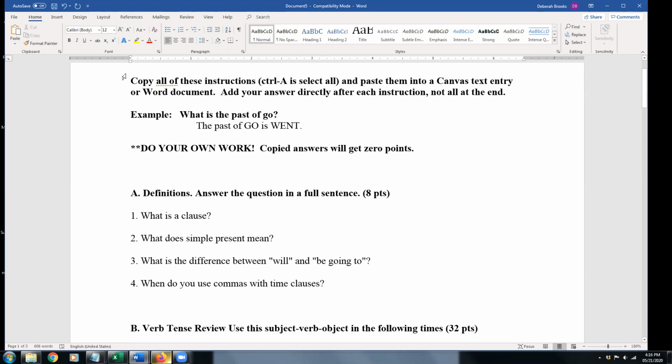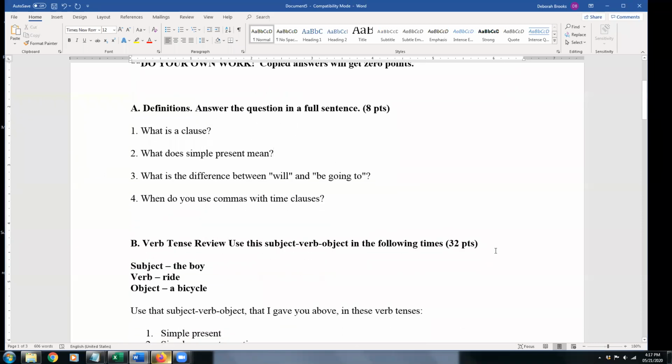So copy all of these instructions in first. That really helps me if I see the points that I'm supposed to give and all of that. Do your own work. I had 2 people who copied answers from the internet and they got a 0 on that section. Don't do it. Doesn't help you at all if you don't know the information.